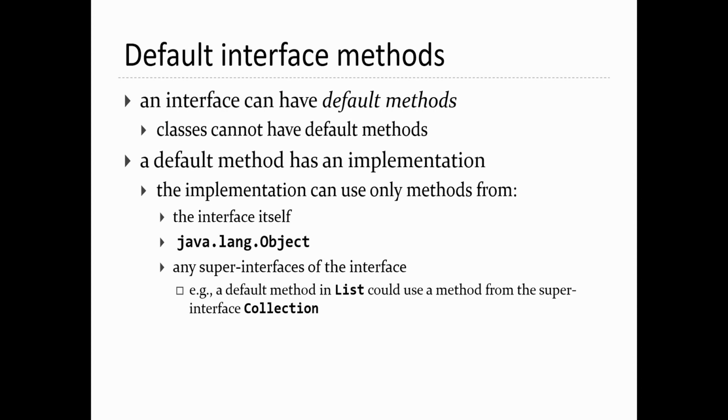object gets the methods from java.lang.Object. So if you happen to have an interface with a default method where you only need the methods from Object, like toString or equals or hashCode or something like that, then you can implement it here. And then you're also allowed to use any methods from what are called the super interfaces of the interface. We're not really ready to talk about these yet, though.